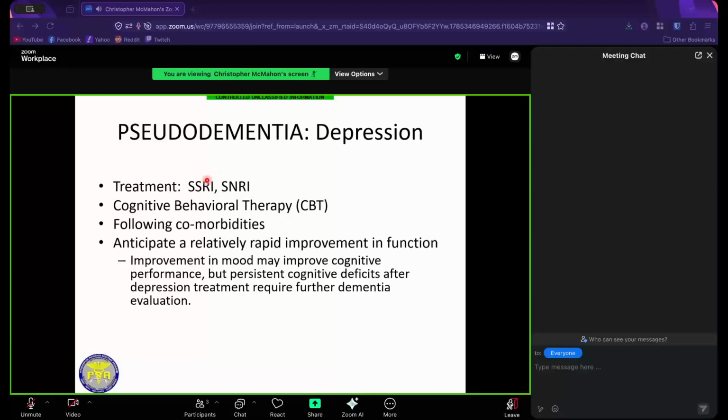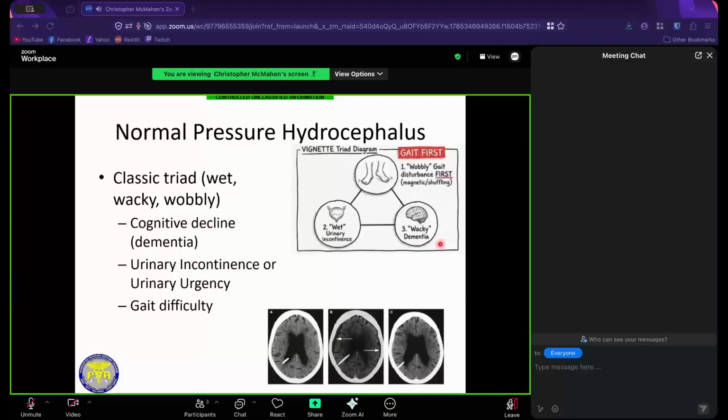Treatments: SSRIs, SNRIs, CBT, all the good things. Treat it like normal depression, and then anticipate a relatively rapid improvement in cognitive function. It's going to come back fast in these people. All right, I've got normal pressure hydrocephalus.